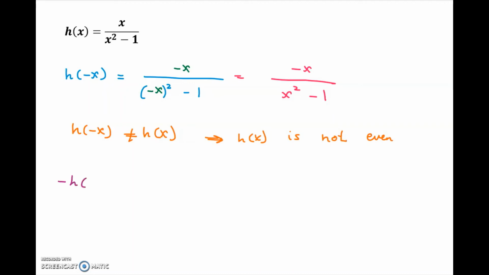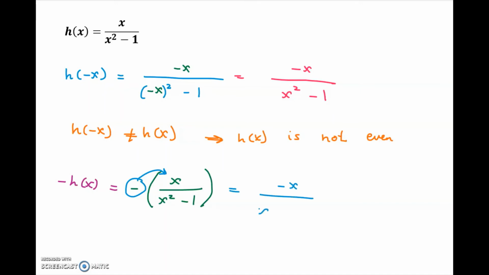Now, you will try to find negative h(x). So negative h(x) is equal to, you are going to take the function and multiply it by negative. So it's like you're doing this, negative, and put the function, x over x squared minus 1. Now, when you multiply by negative, the negative goes only to the numerator. You need to remember this. That's going to be equal to negative x over x squared minus 1.